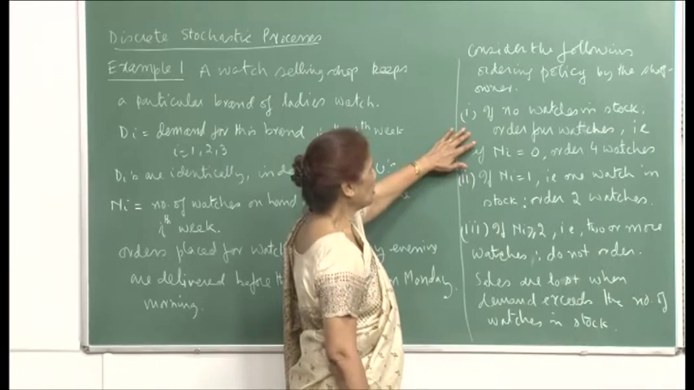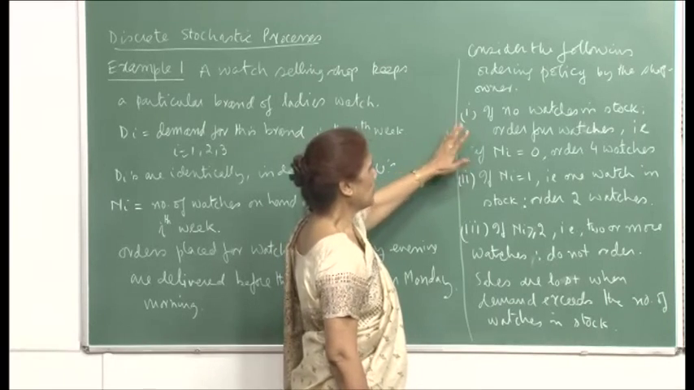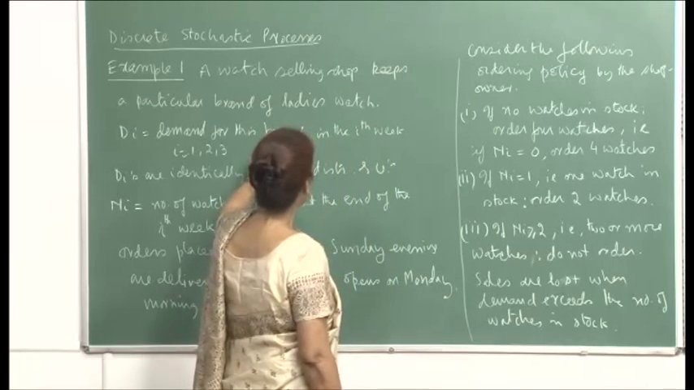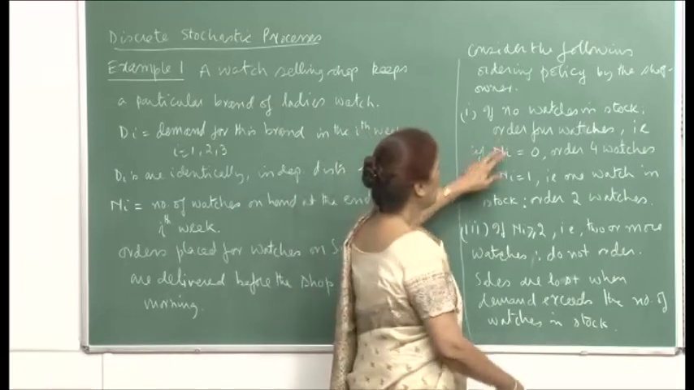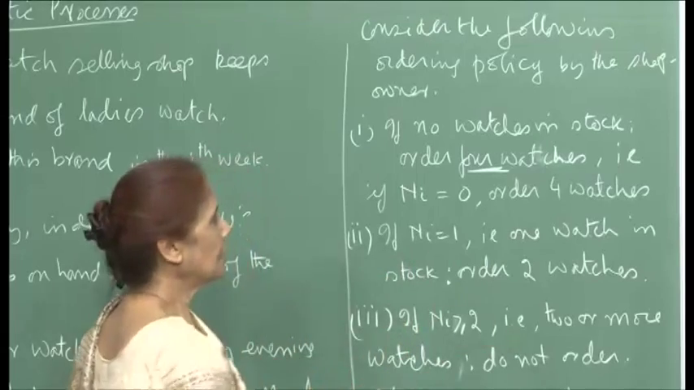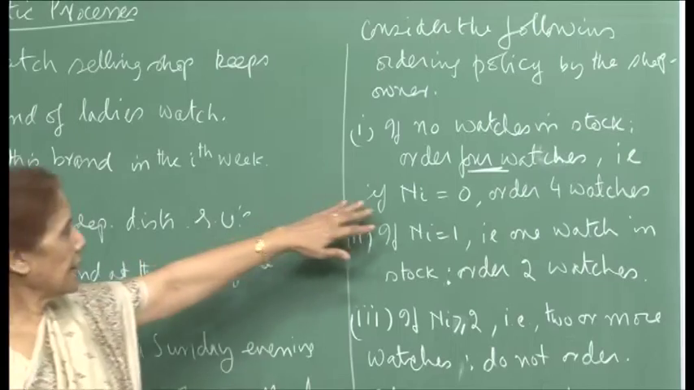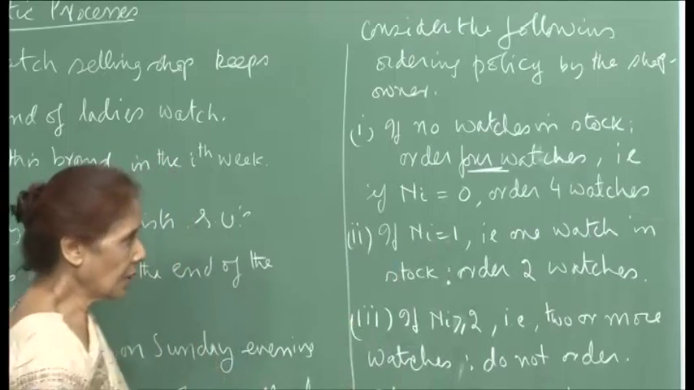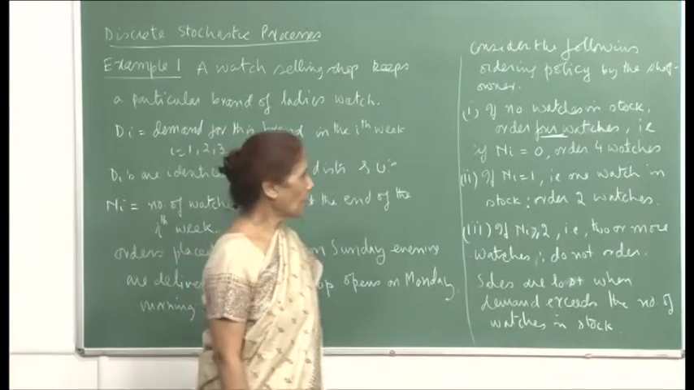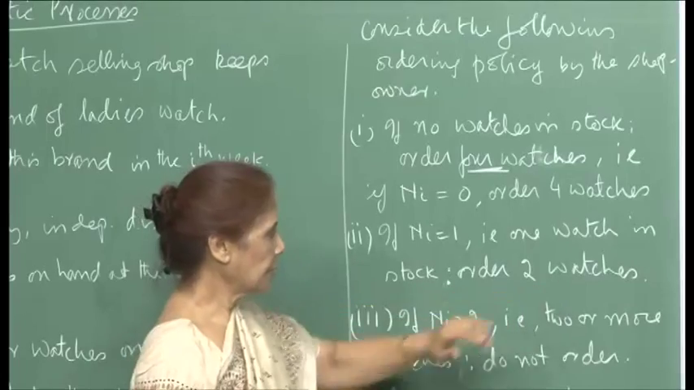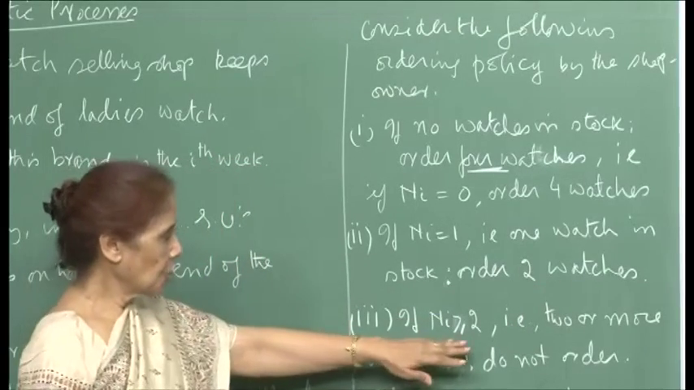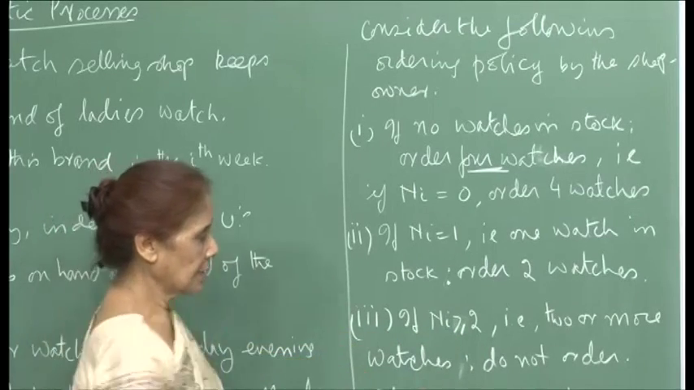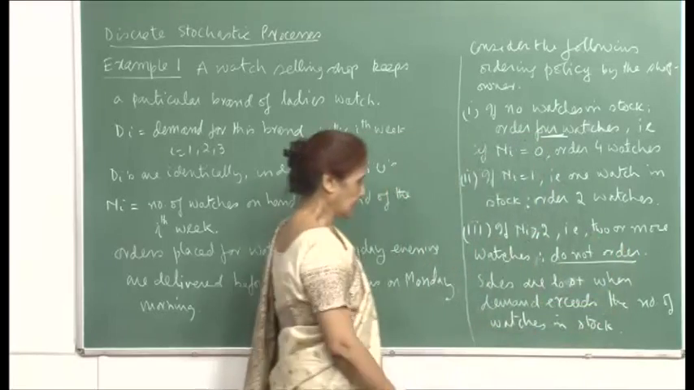Now, suppose the ordering policy followed by the shop owner is as follows. If no watches in stock, order 4 watches. That means, by Saturday evening, if he realizes that he does not have any watch of this particular brand, then he will order 4 watches, and they will be delivered by Monday morning. So, if Ni is 0, order 4 watches. If Ni is 1, that means he has 1 watch at the end of the week in stock, then he will order 2 watches. And finally, if he has 2 or more watches left over by the end of the week, then he will not order any. So, this is his policy.